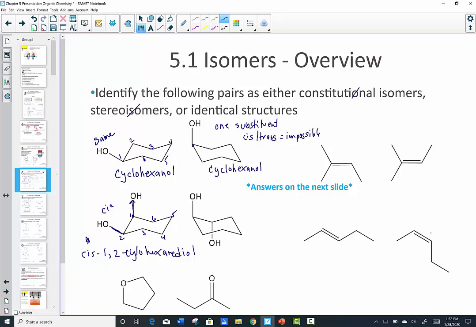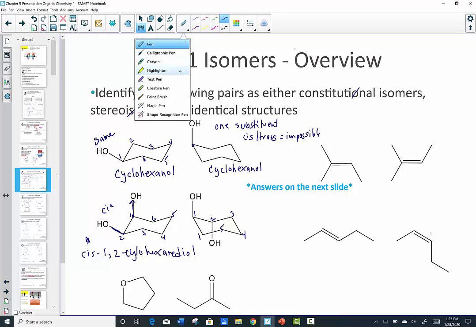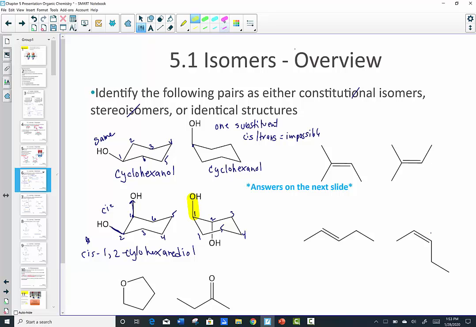How about this guy? 1, 2, 3, 4, 5, 6 carbons in that ring, so it's the same number of carbons. But at position 1, do you notice that this is above the plane, and in position 2, this is below the plane, whereas in the other example, they were both above the plane. So now all of a sudden, we have trans. It's still 1,2-cyclohexane diol, but now since they're the opposite, we labeled this one trans.